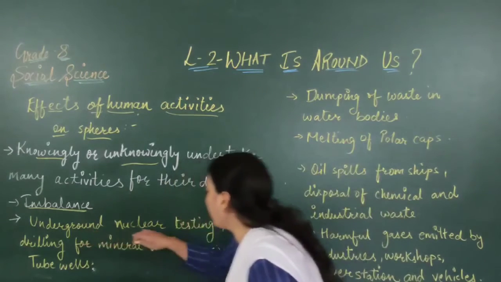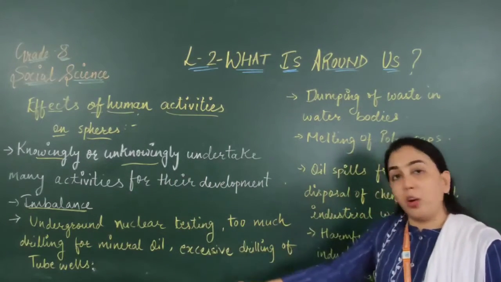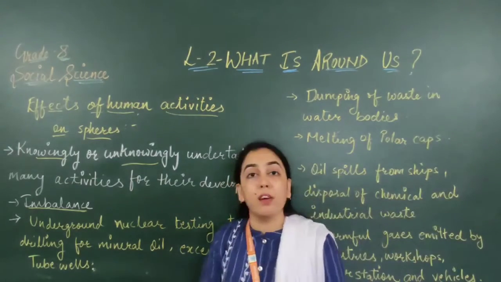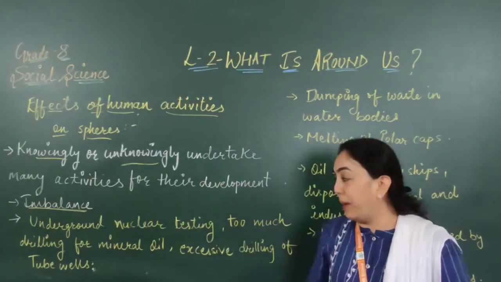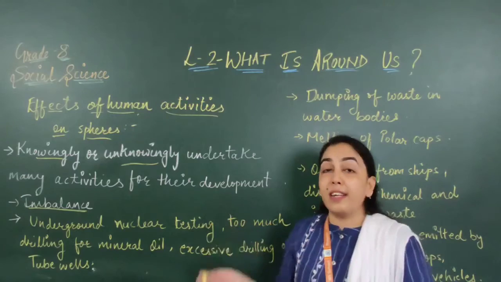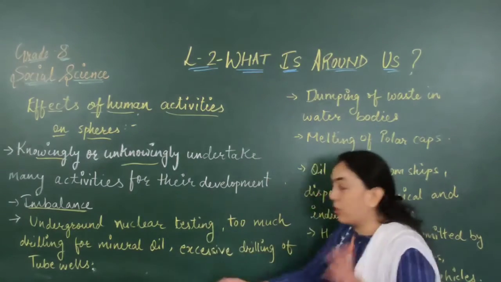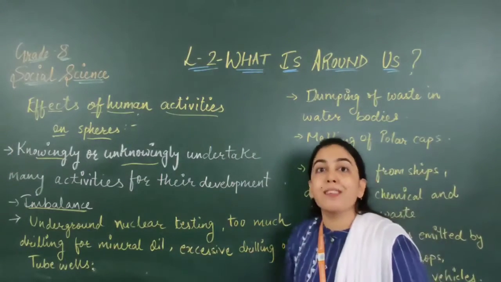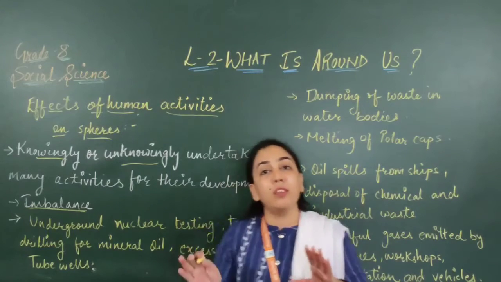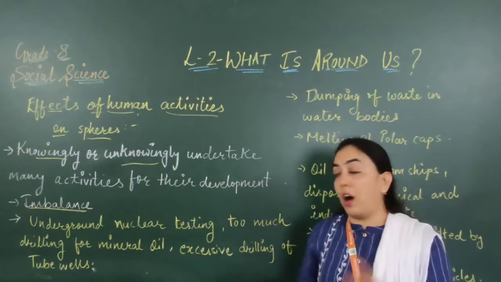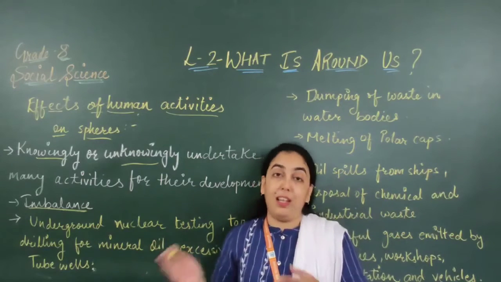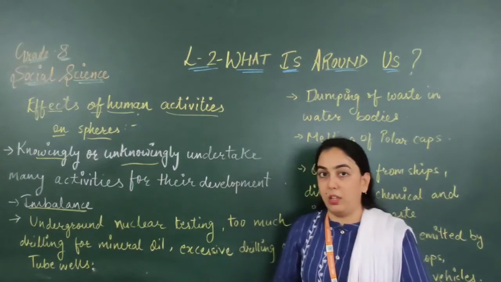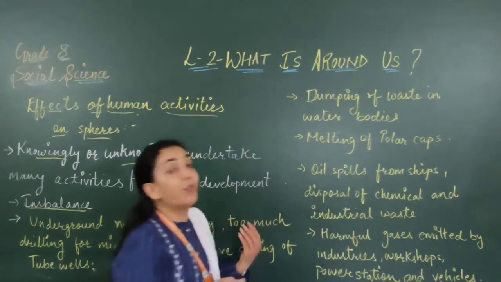First, underground nuclear testing, too much drilling for mineral oil, excessive drilling of tube wells. We all know that these are activities conducted on the lithosphere. As human beings, we drill into our land because we want mineral oil, or we want to do nuclear tests, and we have to dig tube wells to collect underground water. These are all the things we are doing. But these are affecting our lithosphere. Land के ऊपर ये थोड़ा damage, land को damage करते हैं, नुकसान पहुंचाते हैं. So this was the first, about the lithosphere. We all are doing that.